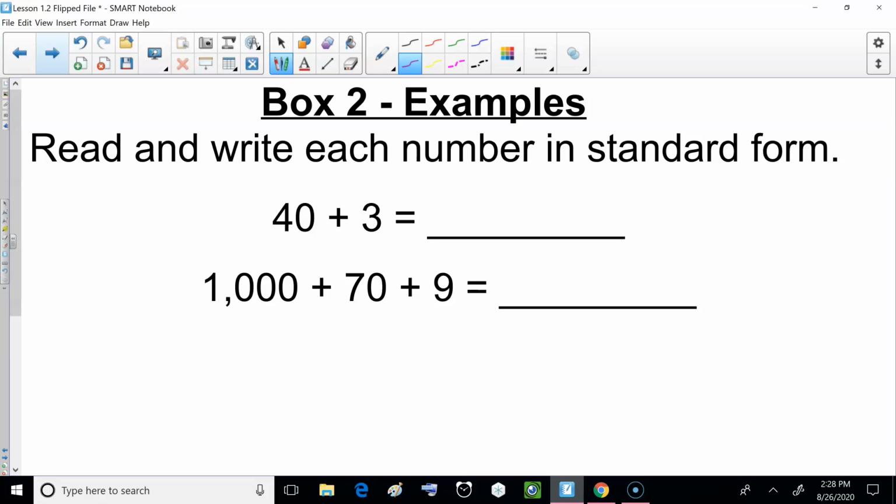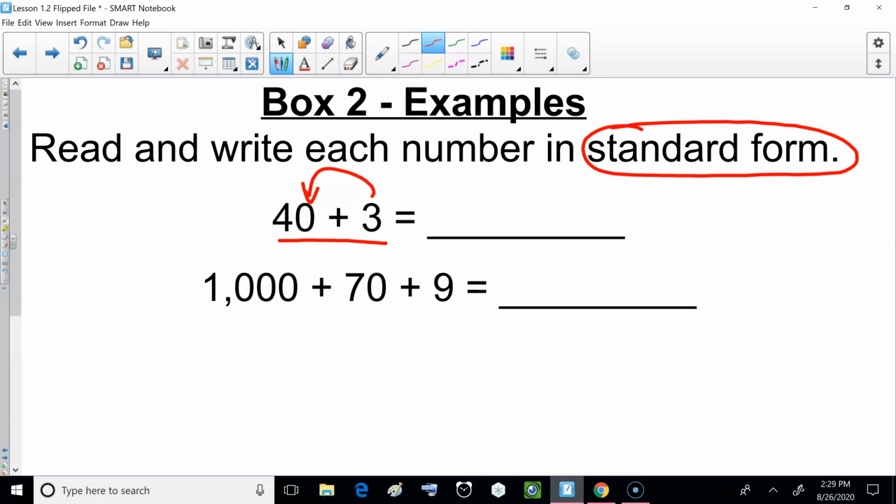So now we're going to write each thing in standard form. Notice we're taking the numbers from expanded form and writing them in standard form. Notice we have 40 plus 3. This 3 fills the ones place value, so we would have 43. Here we have 1,000 plus 70 plus 9.